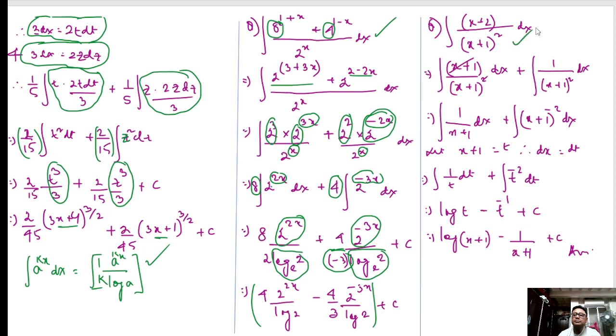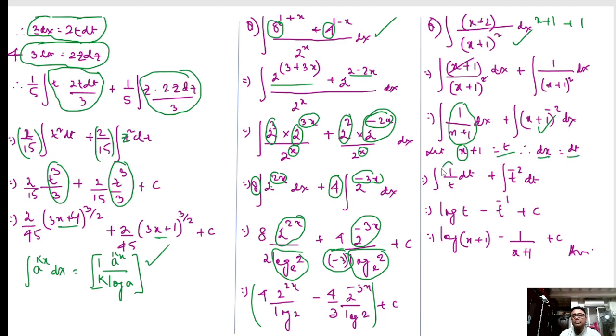Next, this is our sum. So what we have done is that we have broken x plus 2 as x plus 1 plus 1. Okay, so this part and this part get separated, this cuts, it becomes this, and this is this. Now for this, I have taken, let x plus 1 be t. So differentiating x gives 1, so only dx, and t becomes only dt.